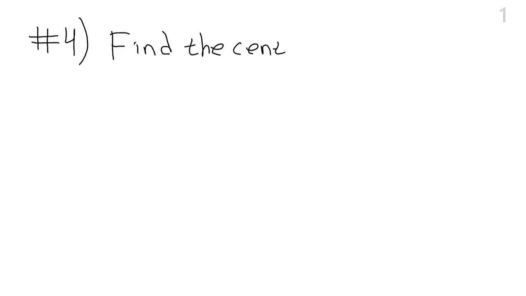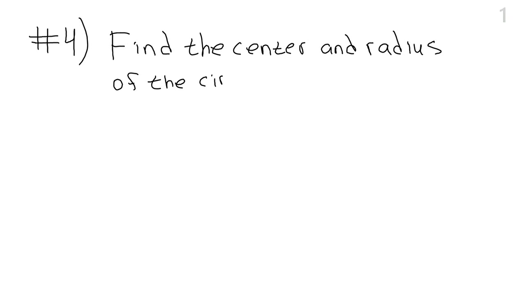So first, we're going to do number 5 from the review sheet. Actually, number 4. We'll do number 5 right after. We're going to do number 4, which asks us to find the center and radius of the following circle.